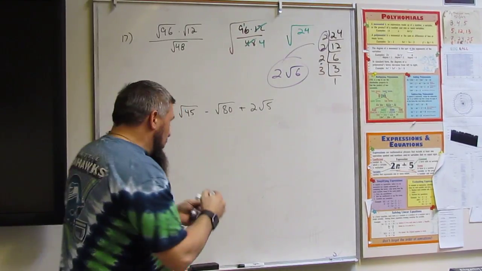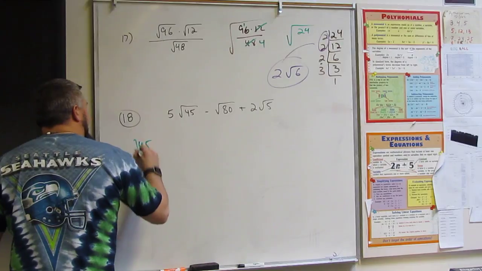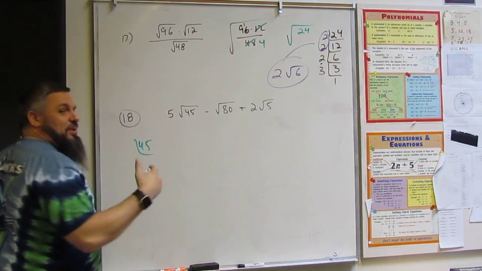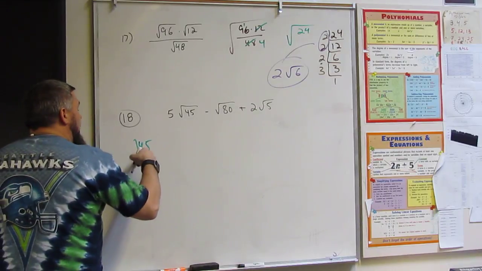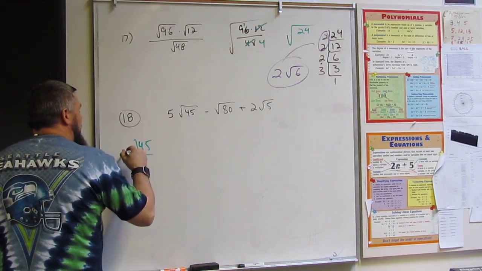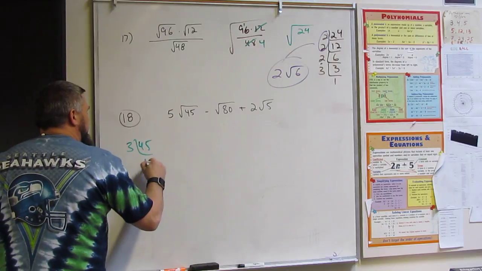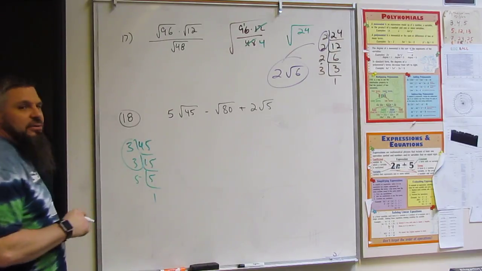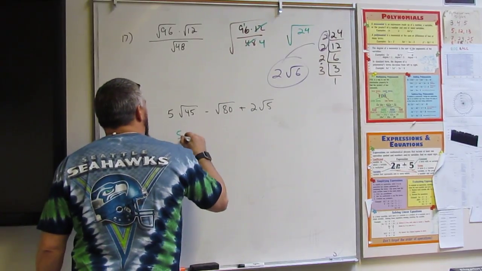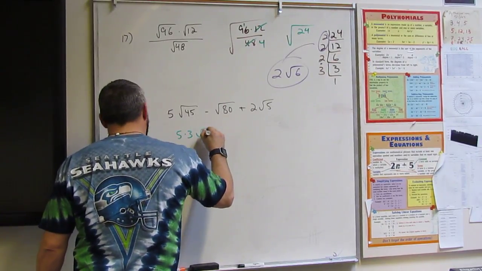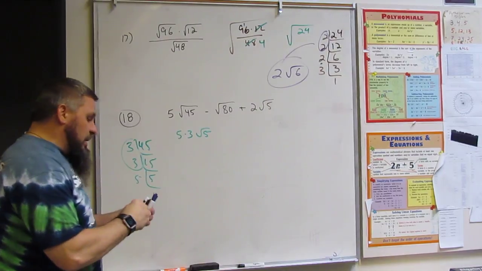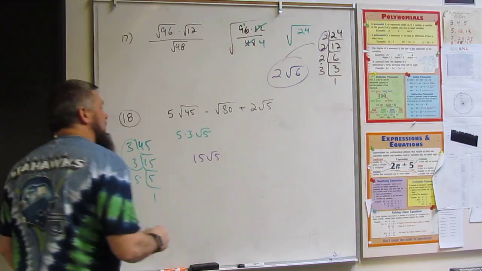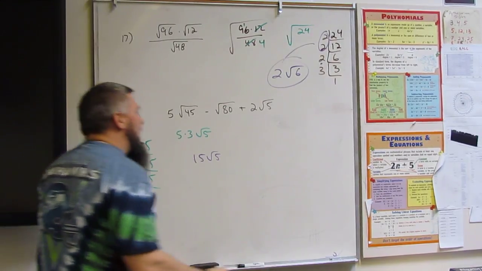So let's break down the 45. What is it? 3 root 5. How she got there was she broke it down: 3 times 15, 3 times 5, 5, 1. You're done. She got 3. So it's going to be 5 times 3 root 5. So she's going to end up with 15 root 5. And then let's break down the 80.